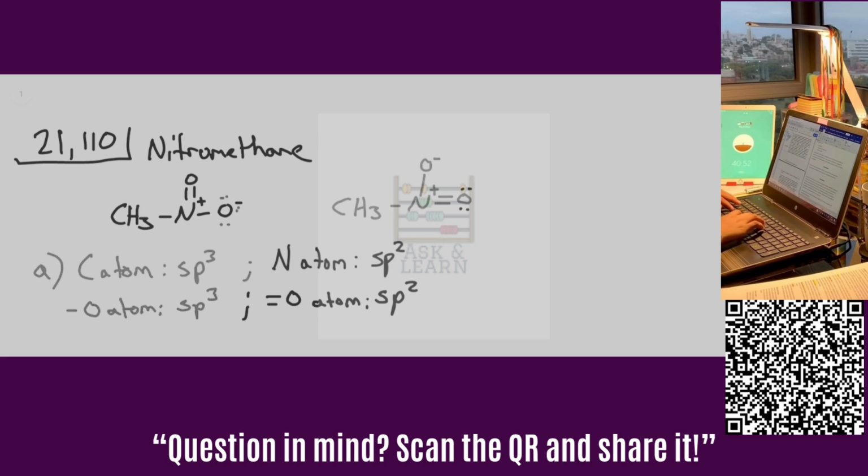So the next question that we're asked is, what is the shortest bond? So let's draw that here. And the answer would be the double bond, because double bonds are shorter than single bonds.